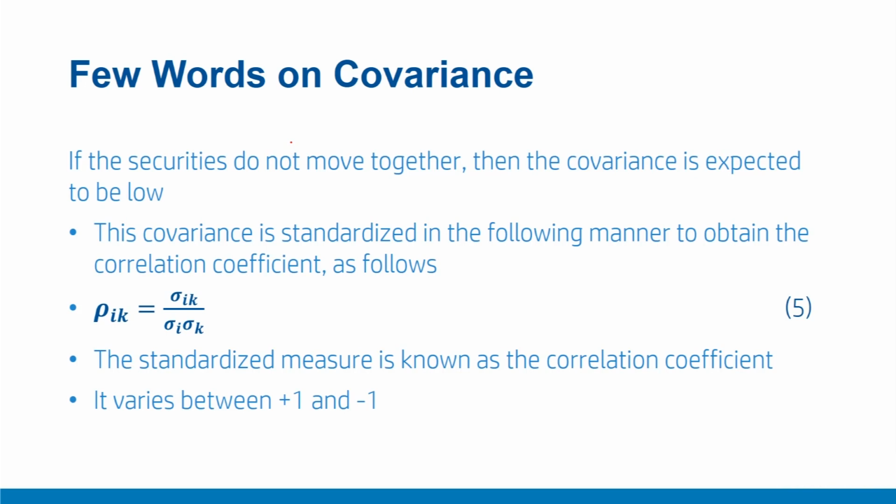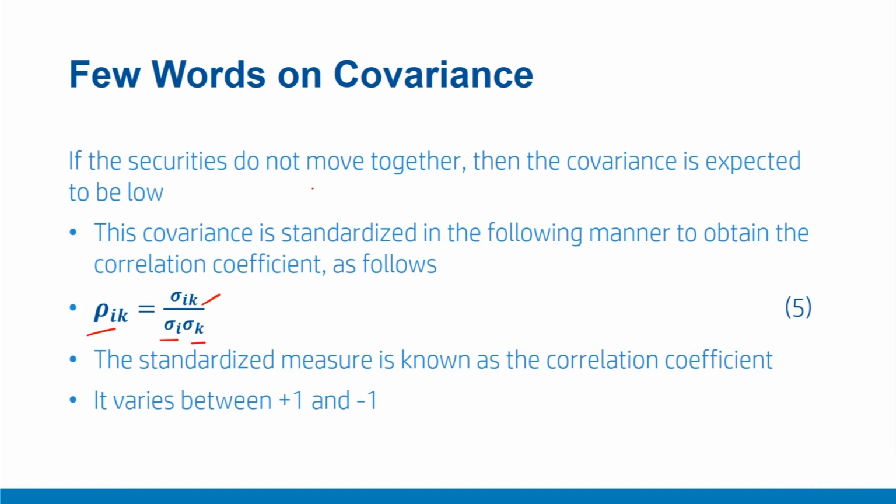This covariance between security i and k is standardized in the following manner to obtain the correlation coefficient as shown here. We simply divide the covariance between security i and k, that is sigma ik, by their respective standard deviations sigma i and sigma k to obtain the correlation between these two securities, rho ik. Here we have simply divided the covariance by individual standard deviations to obtain the standardized measure, which is also known as the correlation coefficient. This correlation coefficient is very easy to interpret and it is free of any scale bias. It varies between +1 and -1.